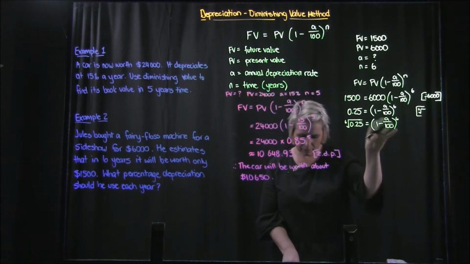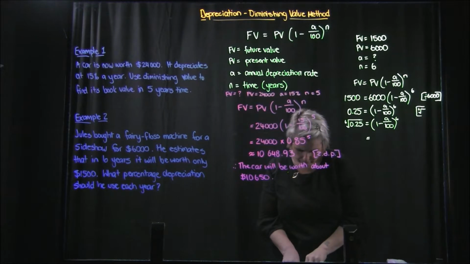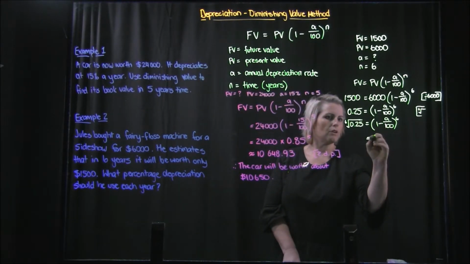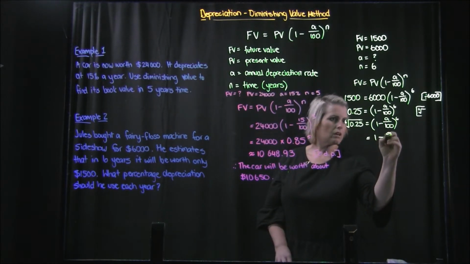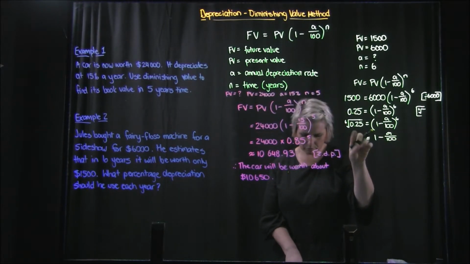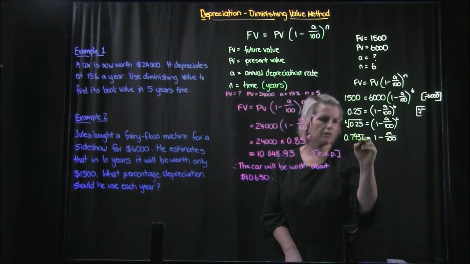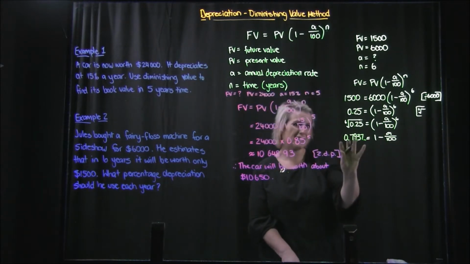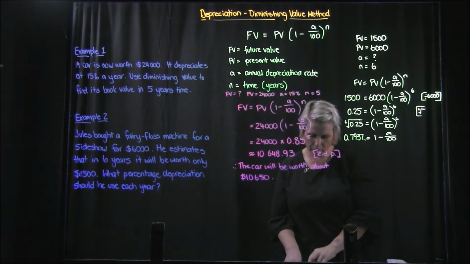Okay, technically I'm putting this one too. So that will leave me with 1 minus A over 100 equals the 6th root of 0.25, which is 0.7937. It keeps going. I try and use exact value. I could use a fraction there, would be better. We don't want to round until the end where possible.